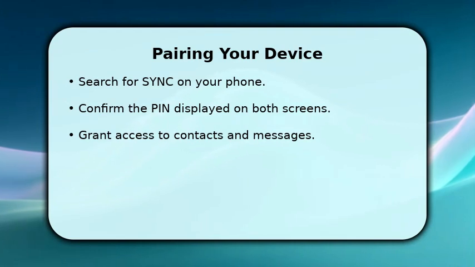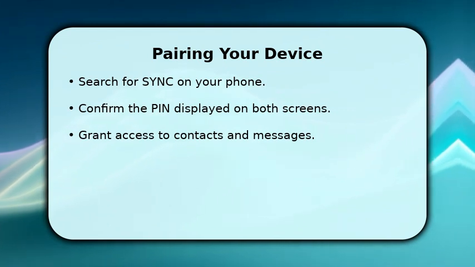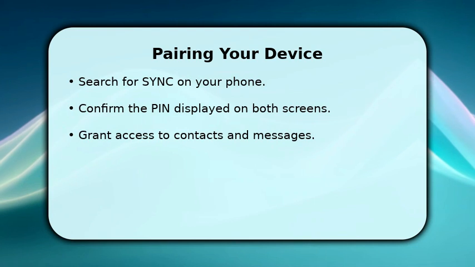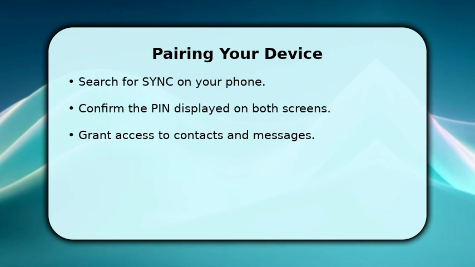After selecting Add Device, your Ford Transit Sync System will become discoverable. On your phone, search for available Bluetooth devices and select Sync when it appears. A unique PIN will then be displayed on both your phone and the vehicle's screen.